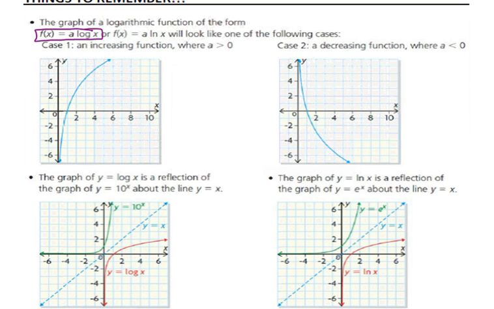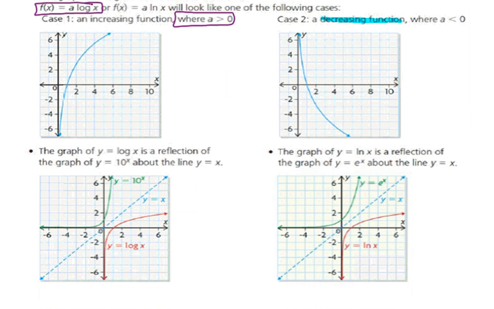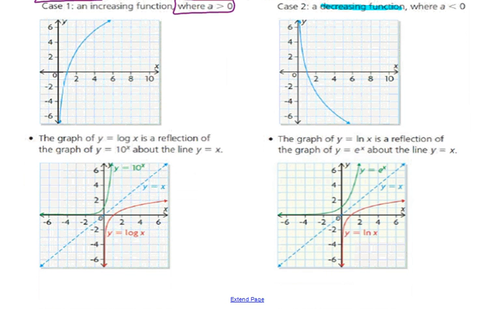And this is where a is greater than 0. This guy here is also a log function because x is greater than 0, but it's decreasing. This green line is an exponential function. And what we just reviewed is that a log function is a reflection of our exponential function in the line y equals x. Same with a natural log, but it's e to the power of x.